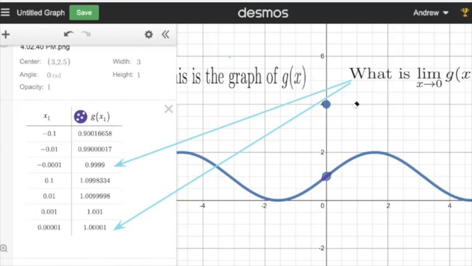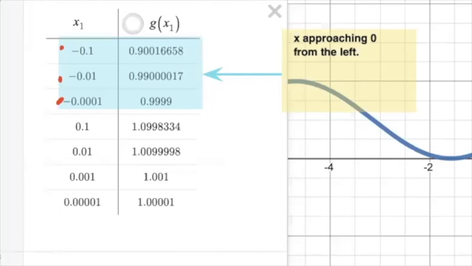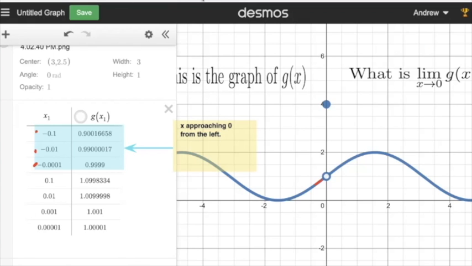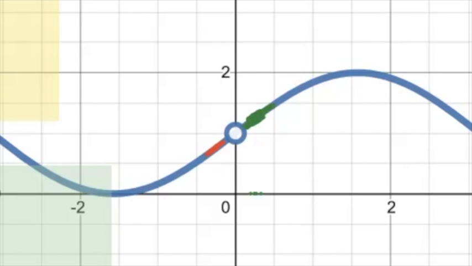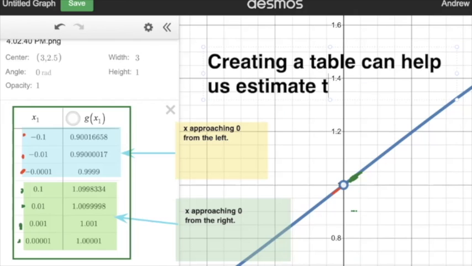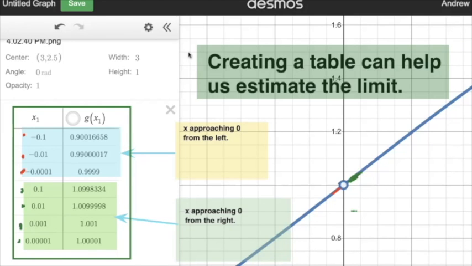And I've investigated this both from the left side with values that are smaller than x equals 0, and I've also investigated it from the right side where I'm looking at values that are slightly larger than x equals 0. So here the left-hand side is in red and the right-hand side is in green. So when the graph isn't completely clear, we can create a table to help us estimate the limit. But it's important to note that that's an estimate. It won't give an exact value.